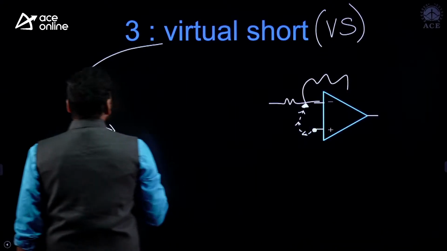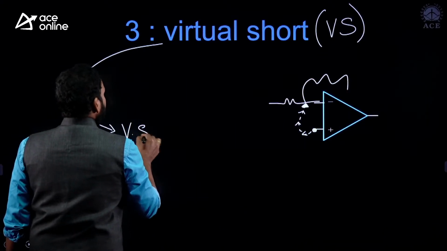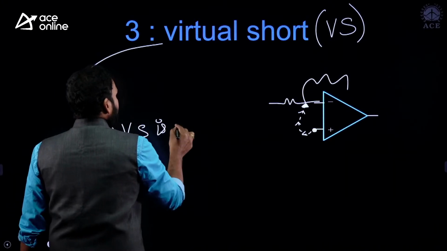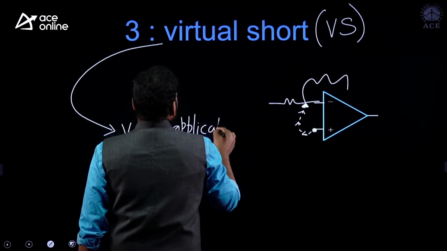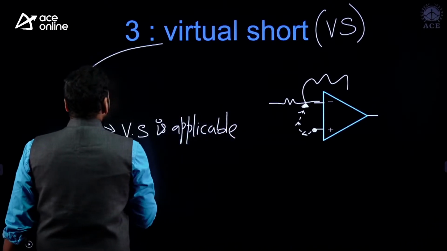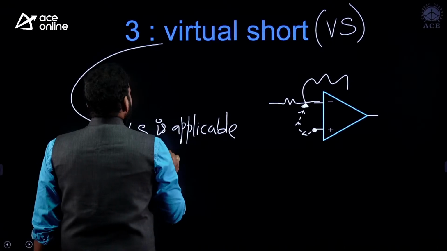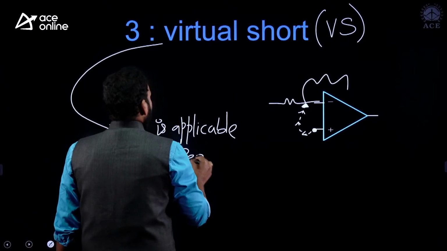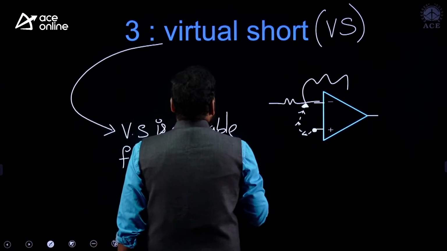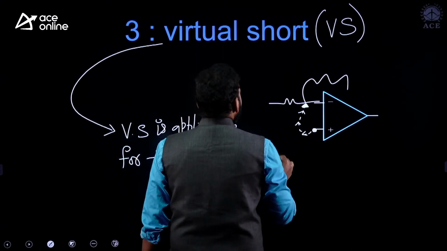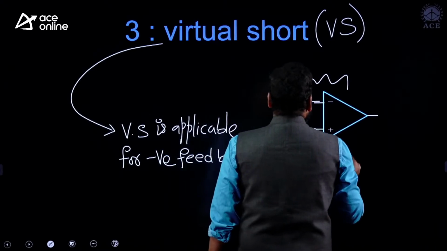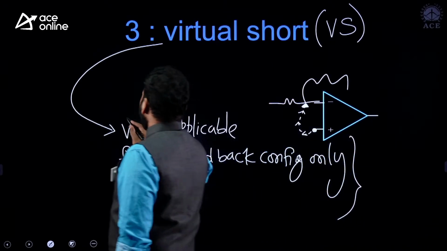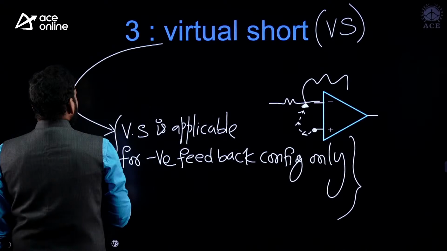Virtual short is applicable for negative feedback configuration only.